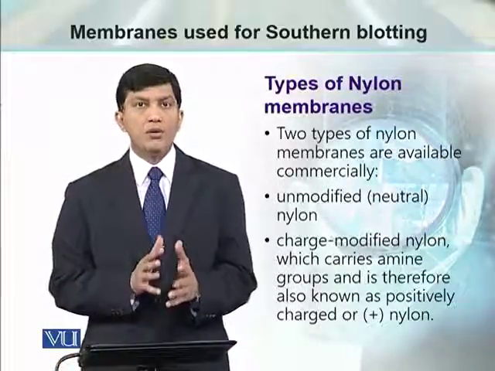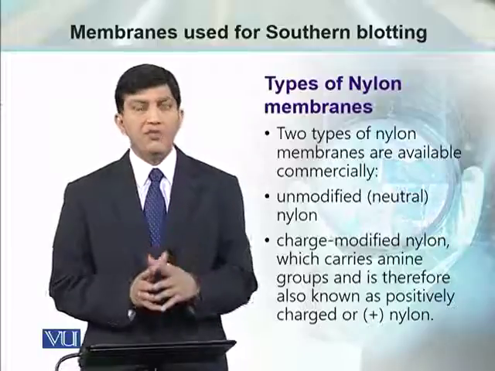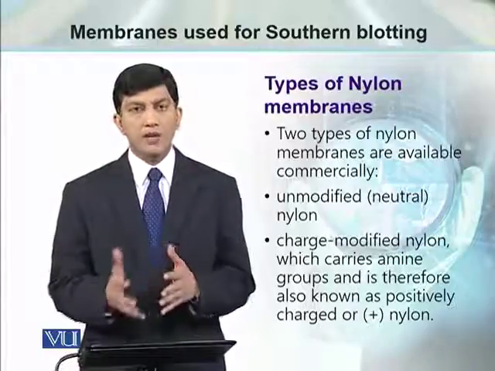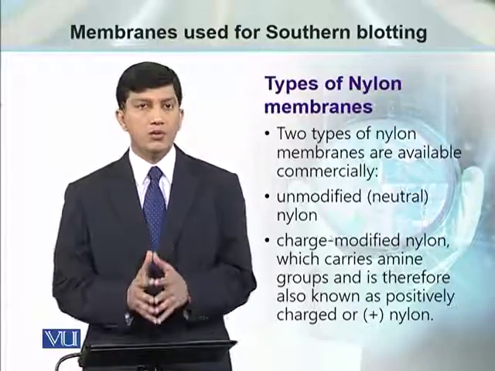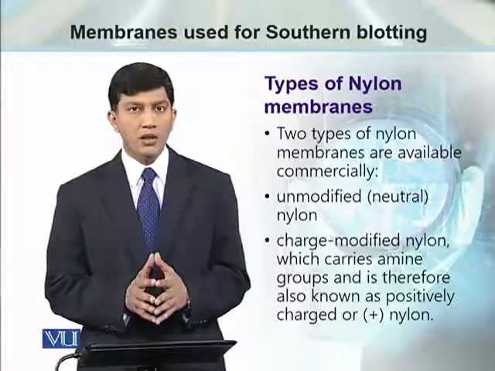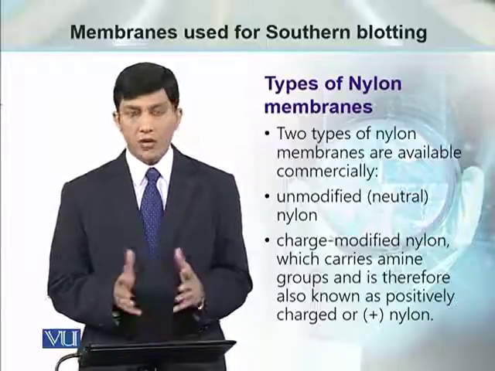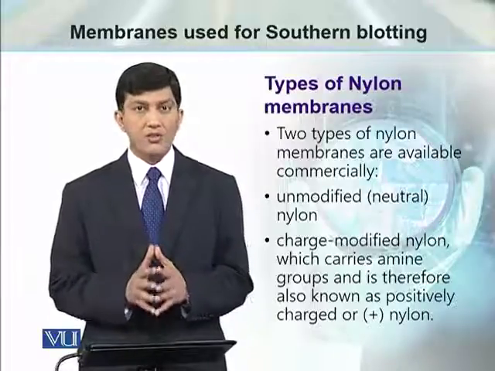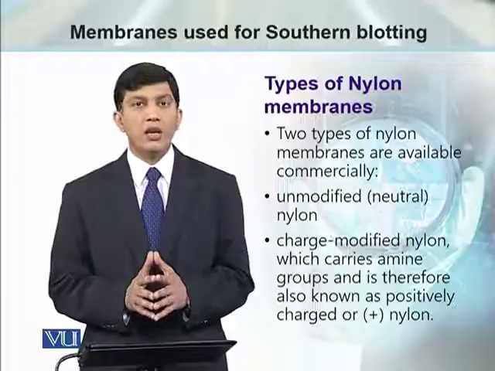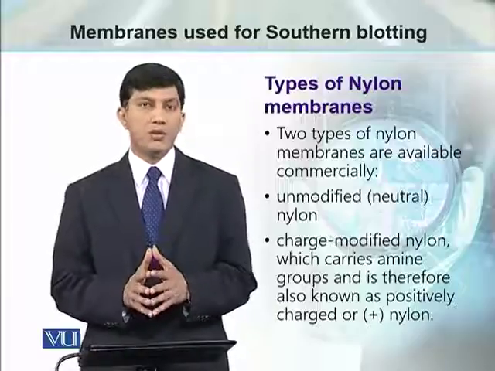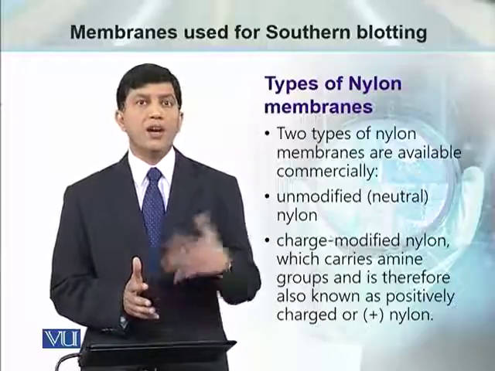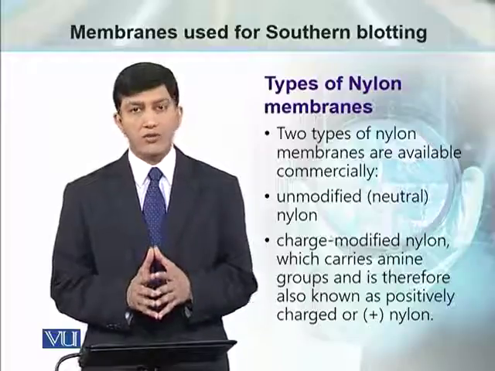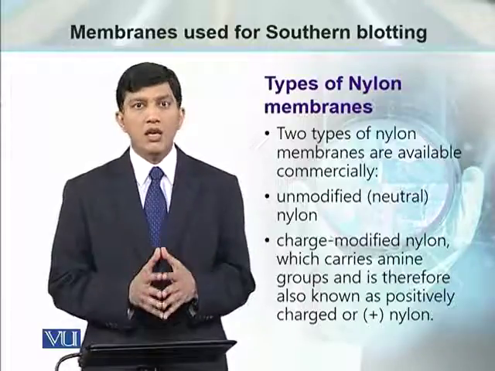When we talk about the types of nylon membrane, with the passage of time, we modified the nylon membrane, and now there are two types of nylon membrane available. One which is neutral, having no charge. The second one which is positively charged because of presence of amine group on the membrane. This positively charged membrane is very good for binding with the negatively charged nucleic acid, which can be a DNA or which can be an RNA.